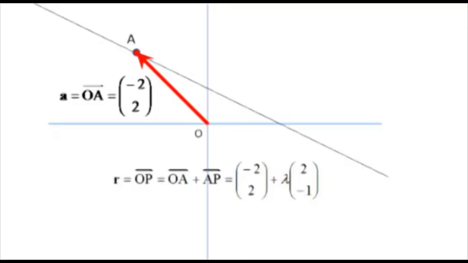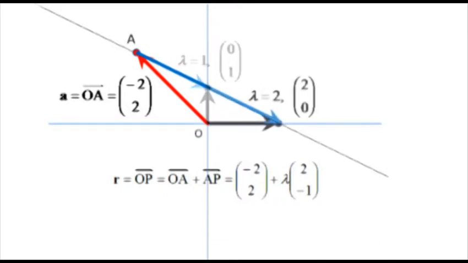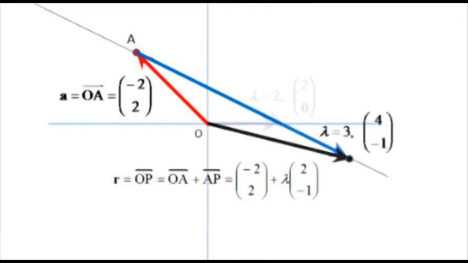For example, if we take lambda equal to 0, we get the starting point A. Lambda equals 1 gives us -2 plus 2, which is 0, and then 2 minus 1, which is 1, giving us the position (0, 1). Lambda equals 2 gives us the point (2, 0), and lambda equals 3 gives us the point (4, -1), etc.